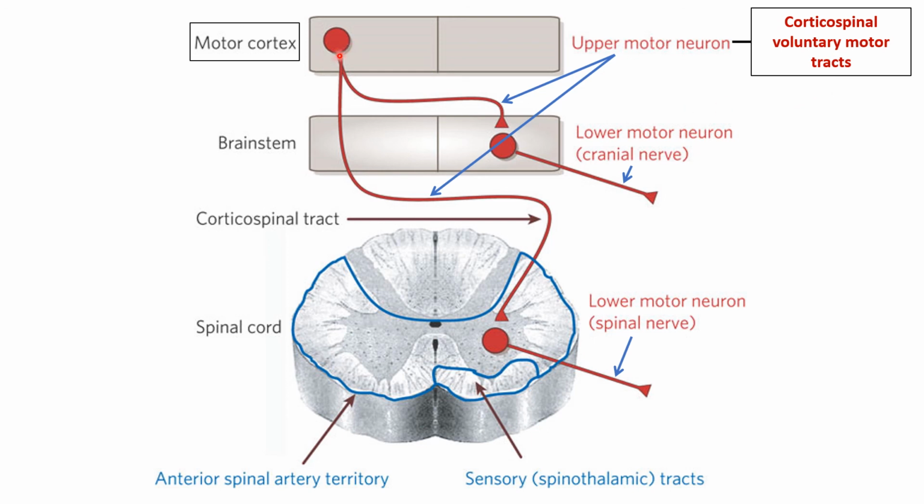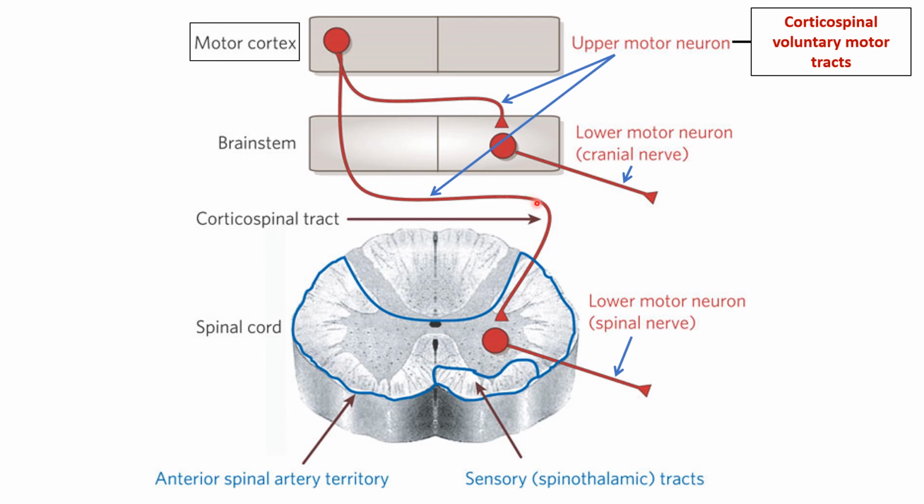When you want to initiate a voluntary movement in the body, it starts in the motor cortex. That signal is then sent down the corticospinal tracts into the spinal cord. And remember that these tracts cross over in the brain stem. So this is why the right side of the brain controls the left side of the body and vice versa.